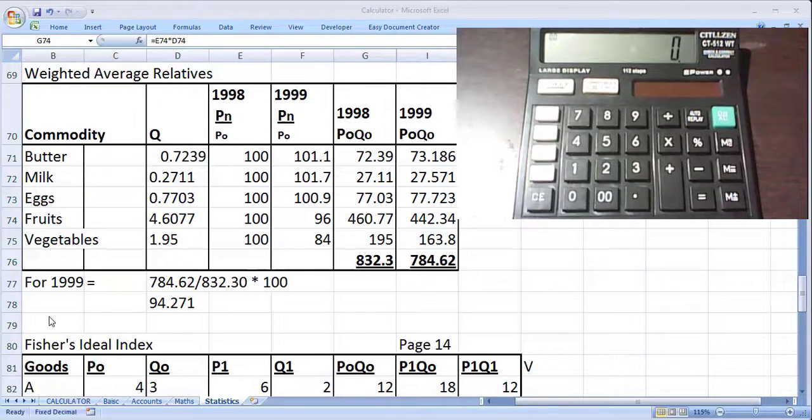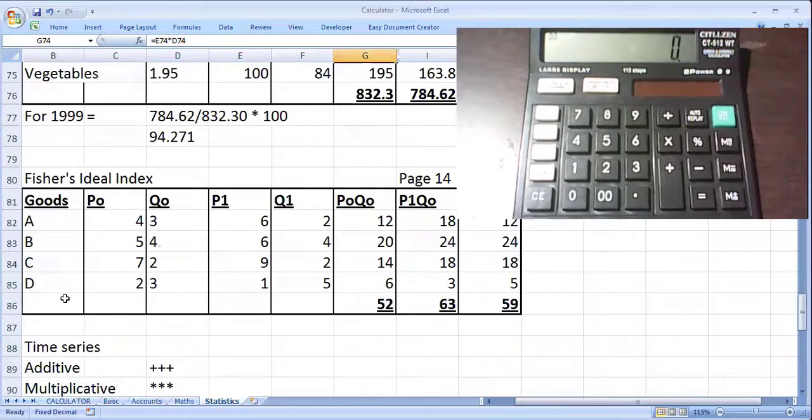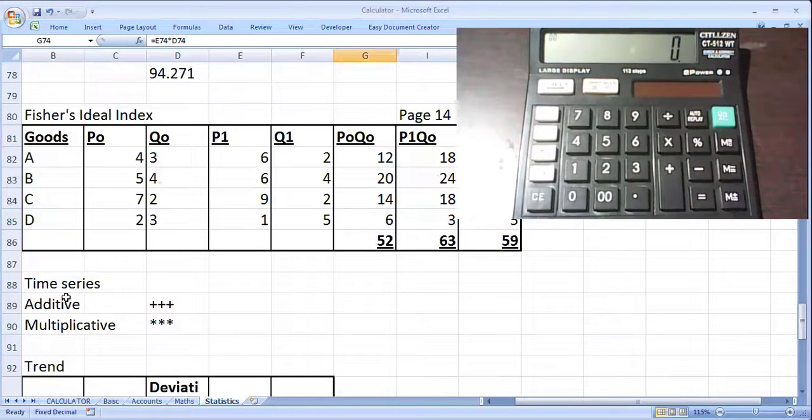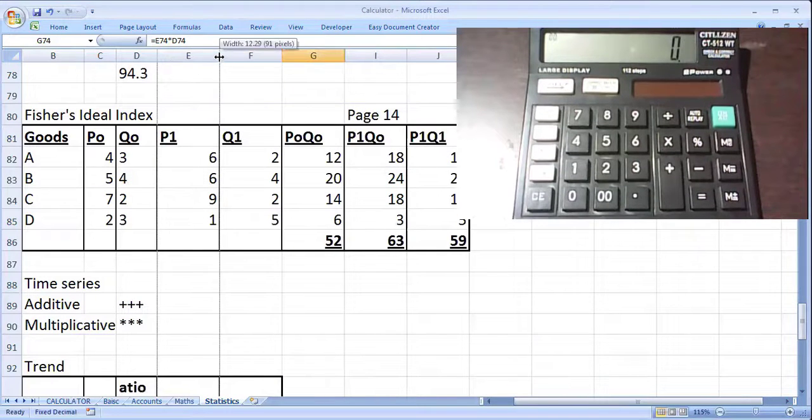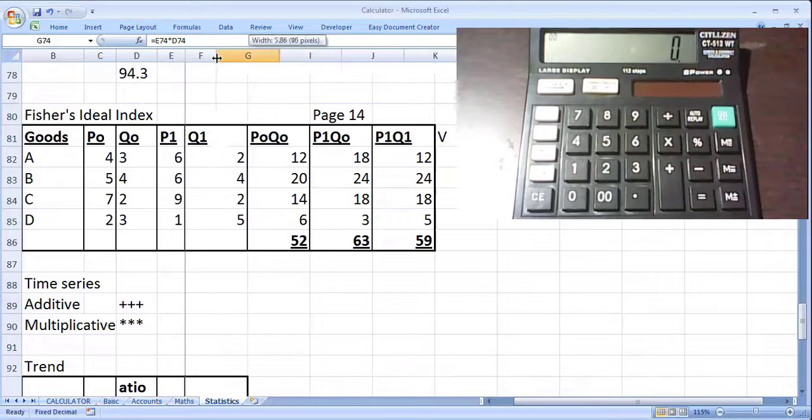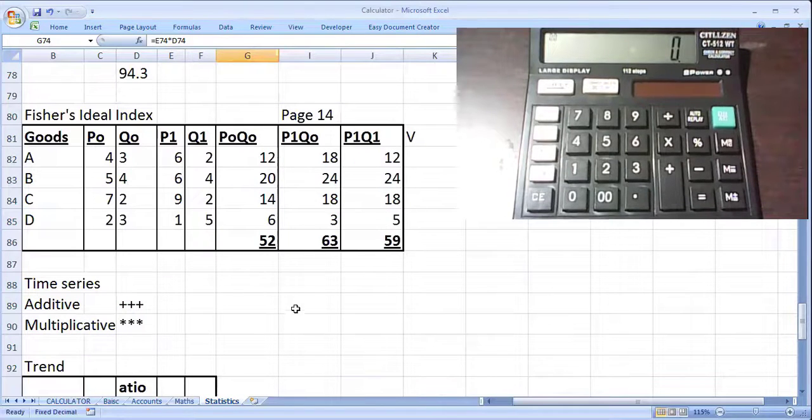Don't neglect it. Next, Fisher's index model, right? Very, very easy one. Really very easy. See, they will take all the combinations of P0, Q0, P1, Q1. All the combinations we will take.